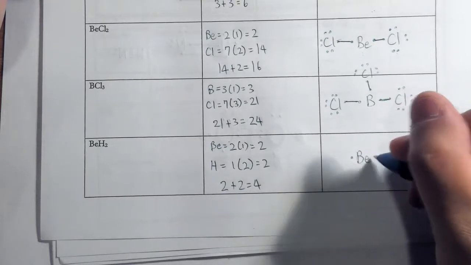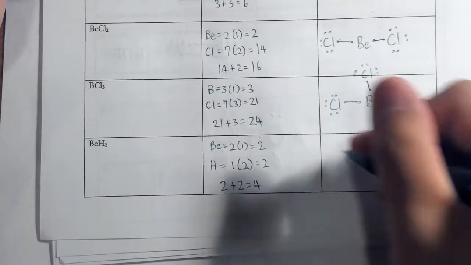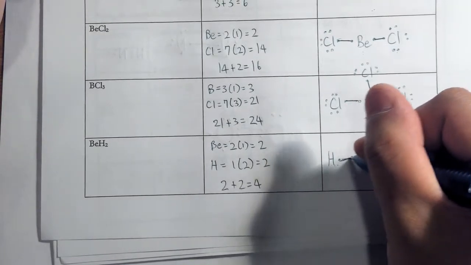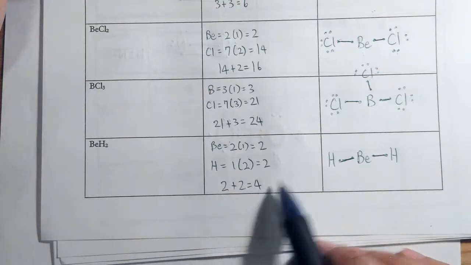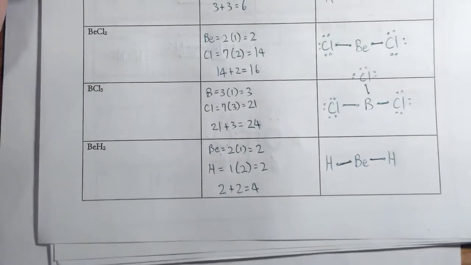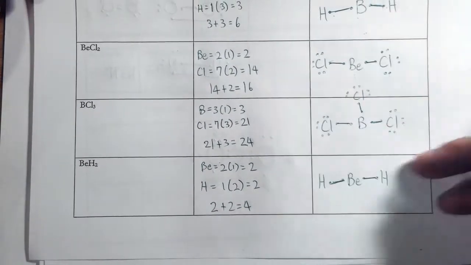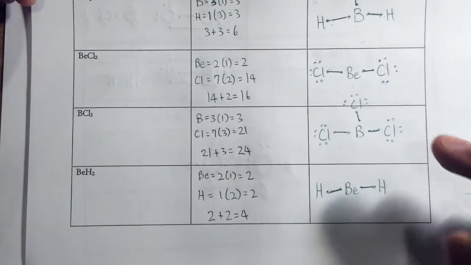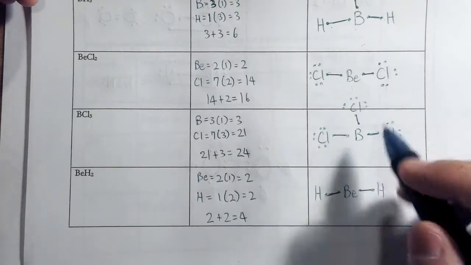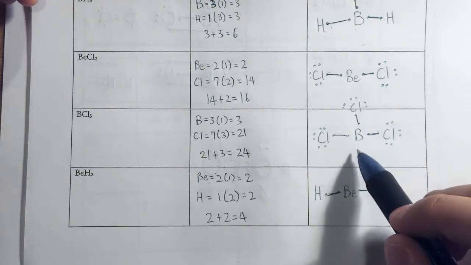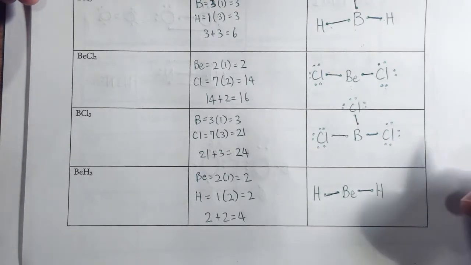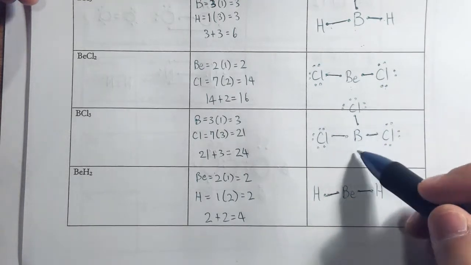Beryllium has 2 valence electrons, and then let's put hydrogen next to beryllium, 1 in each. Combine the lone electrons, and there you have it. 4 valence electrons, 1, 2, 3, 4. There's your 4 overall electrons. Perfect. So this is showing the exception of saying you don't have to actually get an octet. You don't have to follow the octet rule with these exceptions when there are fewer or more valence electrons within the central atom.